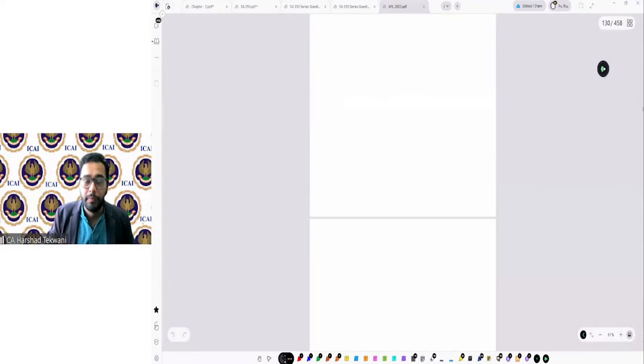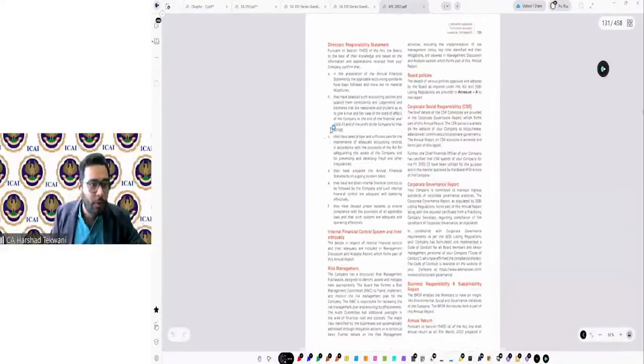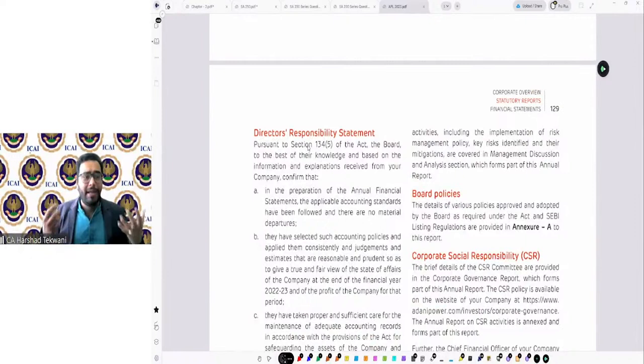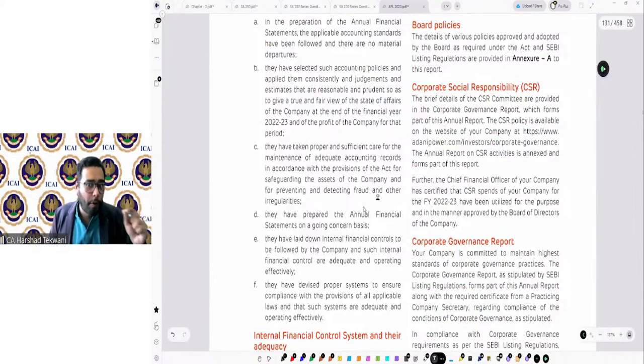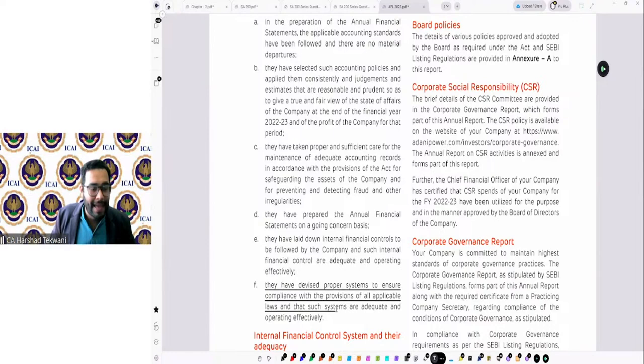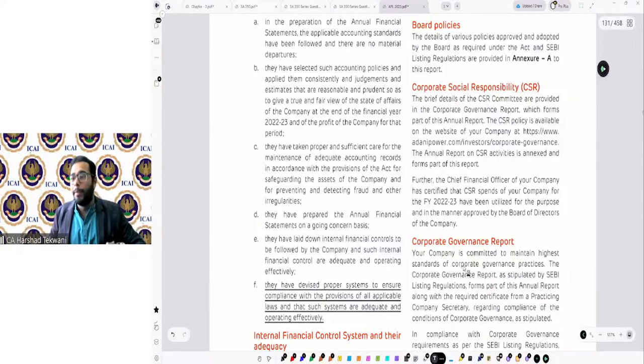Coming to this particular portion, where I was referring to the director's responsibility statement that you have read under section 134(5) of the Companies Act. In the director's responsibility statement under section 134(5) of the Act, there is one point that they have devised proper systems to ensure compliance with the provisions of applicable laws and that such systems are adequate and operating effectively. This particular point, I need to understand what system you have devised.